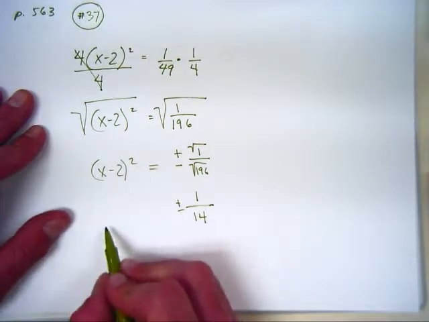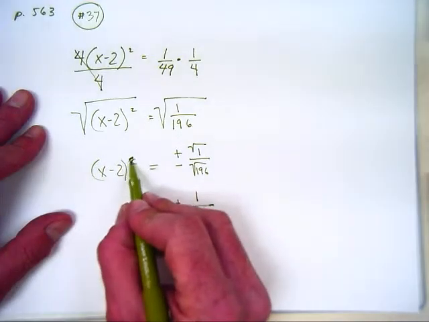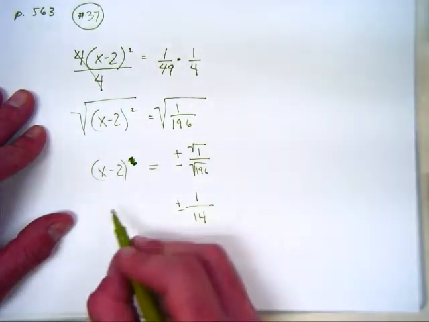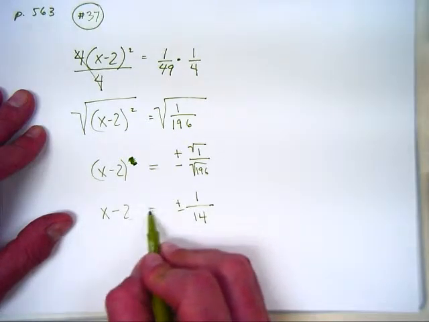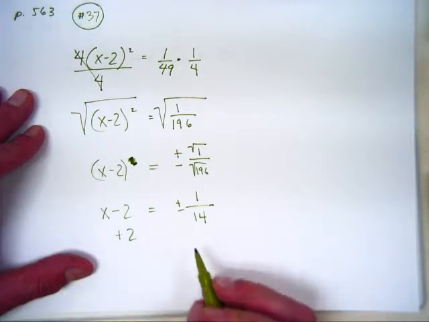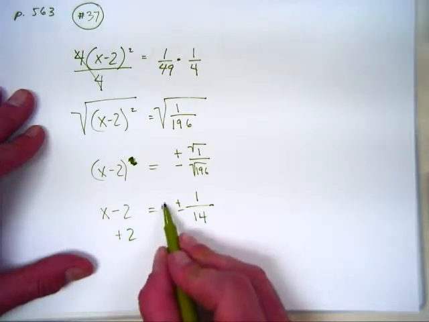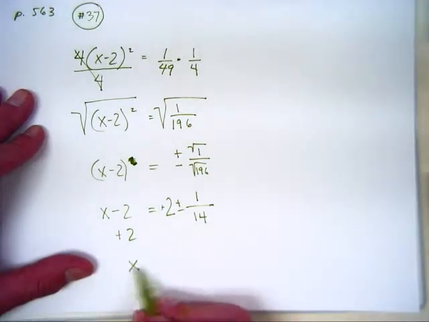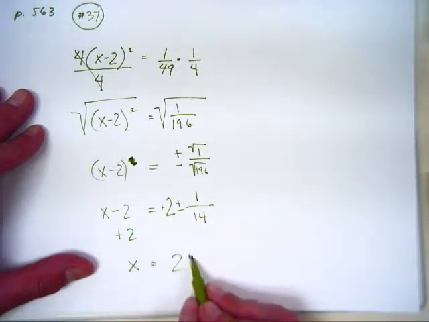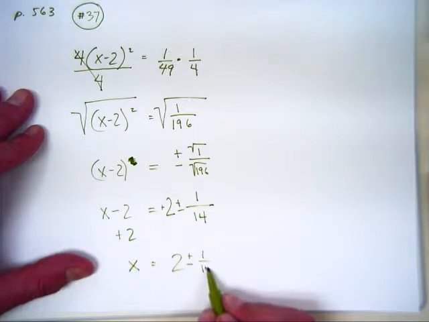We do not have the squared anymore because we square rooted it there, so we got rid of it. So now we have x minus 2 equals positive or negative 1 over 14. So I'm going to add 2 to both sides. I'm going to put the 2 right here, in front of the plus minus, because it's easier that way. So we have x equals 2 plus or minus 1 over 14.